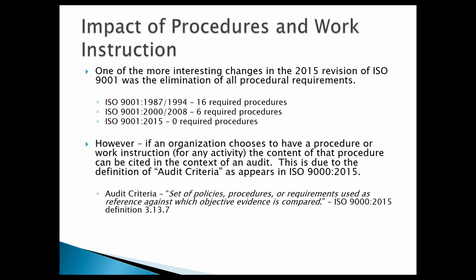Now, one of the more interesting changes in the 2015 revision of ISO 9001 was the elimination of required procedures. I've personally worked with ISO 9001 long enough that my first version of the standard was the 1994 version. And at that time, there were 16 required procedures. You had to have a procedure for document control. You had to have a procedure for non-conforming product control. You had to have a procedure for what they called process control, and so forth.